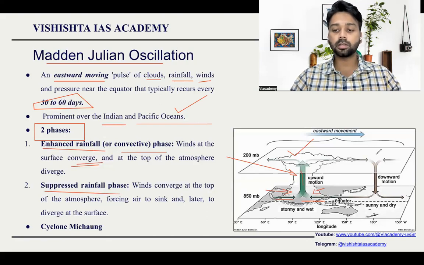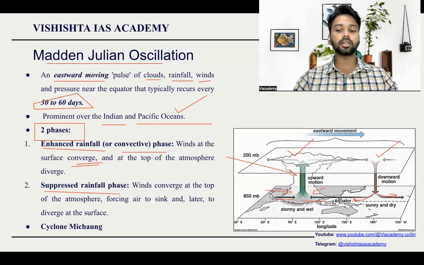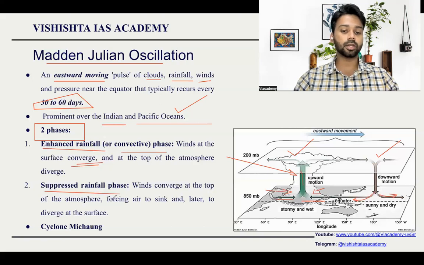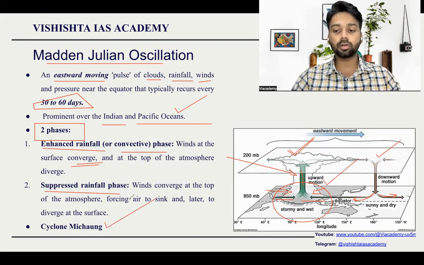The suppressed rainfall stage is the stage where the wind from the top will converge and then move down, and then at the sea surface, they will diverge in both directions. So these two are the phases of Madden-Julian oscillation. What I told earlier is that when the Madden-Julian oscillation is in the convergence phase, that is the convective phase, and if cyclonic development happens in this region at this time, it will further intensify the cyclone. This is what happened with Cyclone Michaung also. So you need to know about Madden-Julian oscillation.